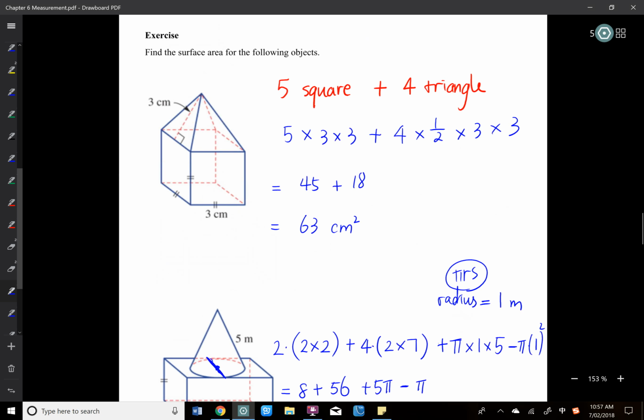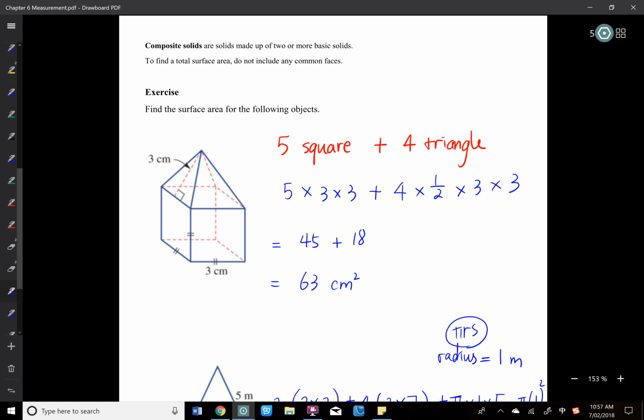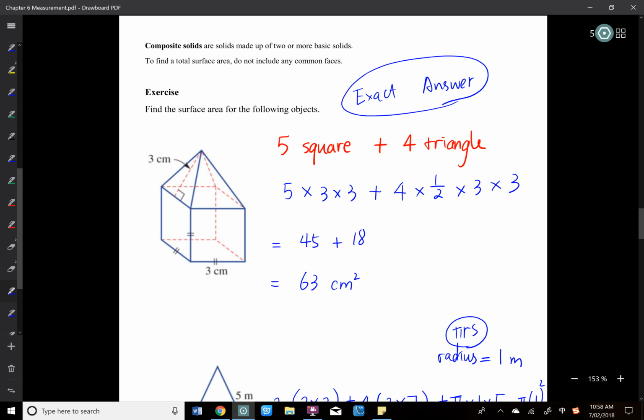Okay, from this question, what you need to see in the main question is that there are no instructions saying how many decimal places to keep, which means your answer must be in exact form. Okay, exact answer. That's the first problem I saw when I went around, and a lot of you gave 2 decimal places, which is also correct, but it's not exact. So you lose 1 mark because it's not exact form.